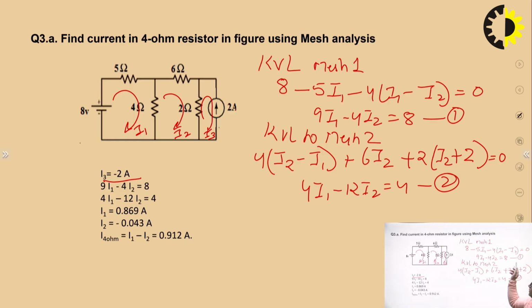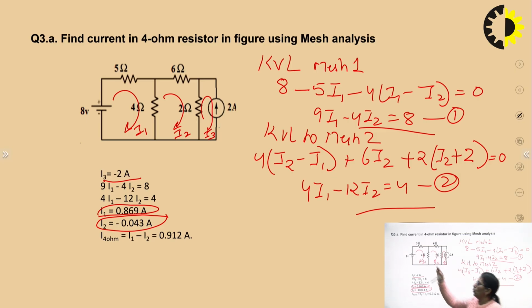Right? Solving the 2 simultaneous equations 1 and 2, we get I1 as 0.869 amperes and I2 as minus 0.043 amperes. Right? So now we got all the 3 mesh currents. I1 is 0.869 with the positive direction. I2 has a negative direction. We have considered it as clockwise, but the actual direction is anti-clockwise with the magnitude of 0.043, and I3 itself is minus 2 amperes.